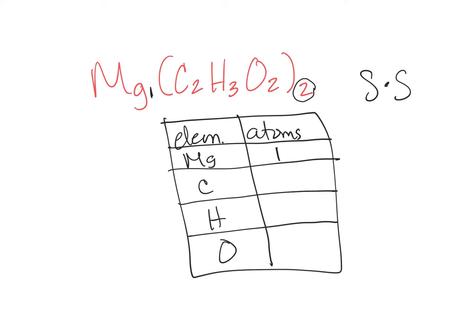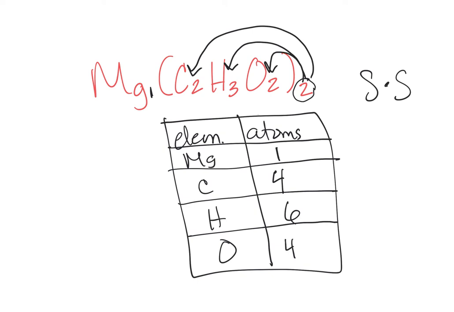Now comes the fun part. Let's do carbon. Here's my subscript times carbon subscript. So 2 times 2 is 4. Now let's do my hydrogen. Here's my subscript times hydrogen subscript, which is 3. So 2 times 3 is 6. Now let's do oxygen. Here's my subscript times oxygen subscript. So 2 times 2 is 4.